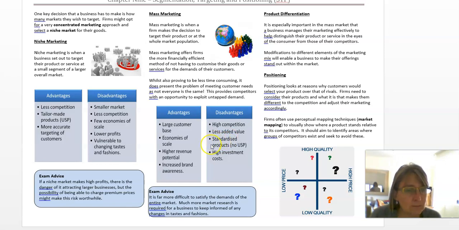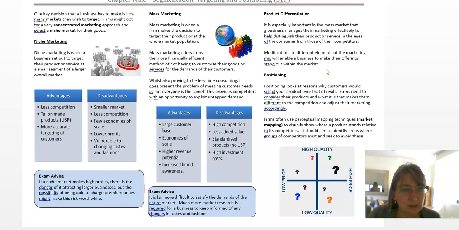You're going to have to produce something that is quite standard because it has to suit every member of the population, not just a small targeted area. And you may have to invest more. So those are your opportunities. Product differentiation clearly is that you can make the product just slightly different for different groups of customers.